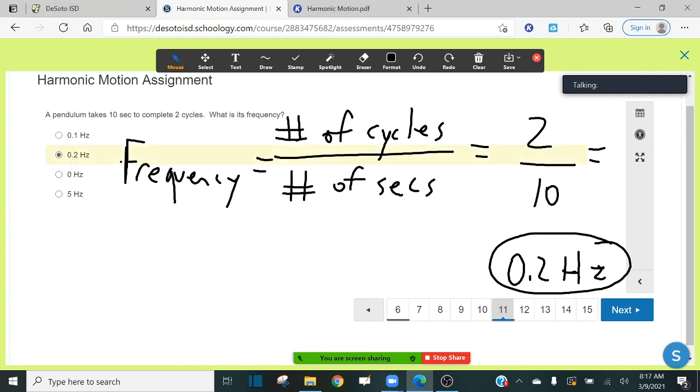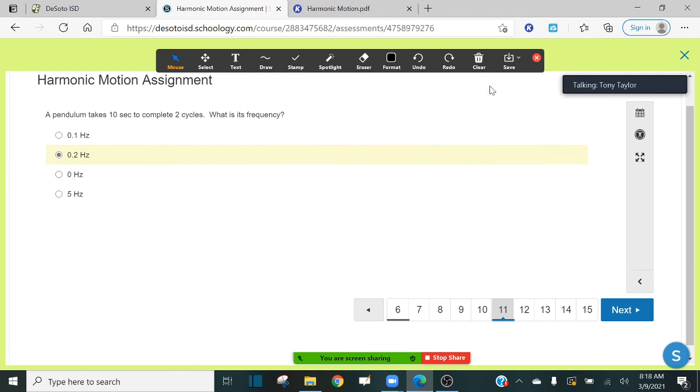Okay. So everybody got that? The equation for period will be the number of seconds divided by the number of cycles. Frequency will be the reciprocal of that. It's the number of cycles divided by the number of seconds. So just want that to be clear to you guys.